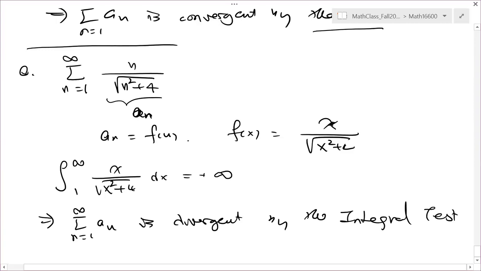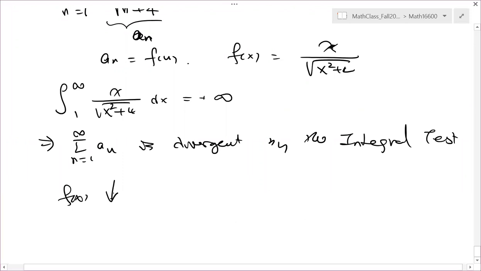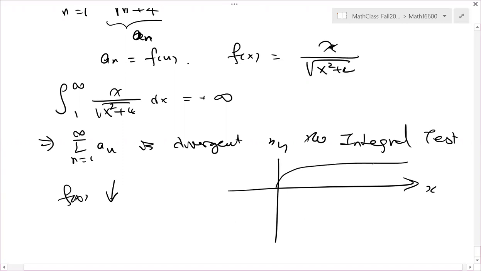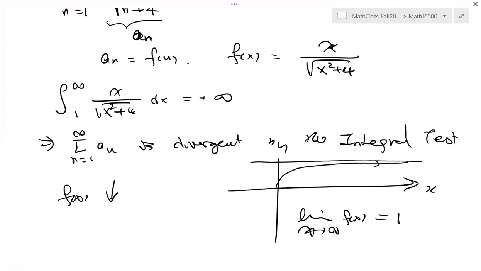The problem is that you haven't verified the conditions of the integral test. The integral test says that f of x must be decreasing. But this is not a decreasing function. This is an increasing function. If you draw the graph, it goes like that: increasing, with a horizontal asymptote. The limit of this function is going to be 1. It's getting close to one. It's increasing, but not decreasing at all. If you want to use the integral test, you have to verify the conditions.